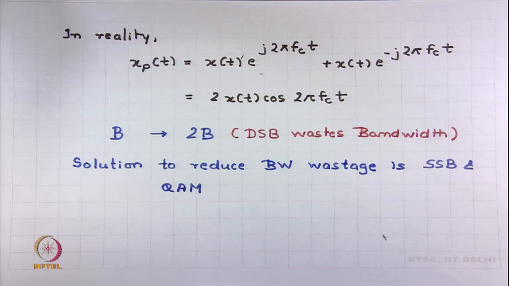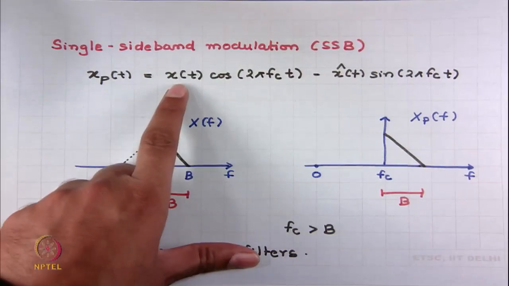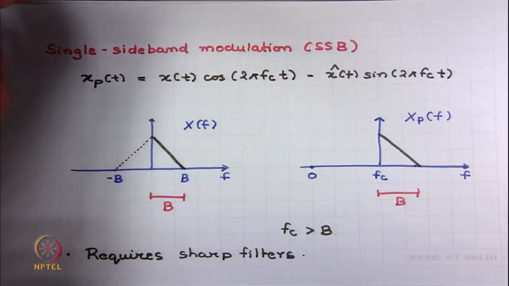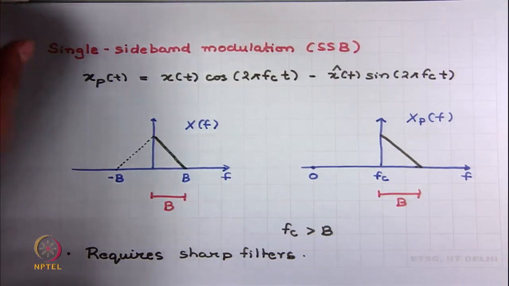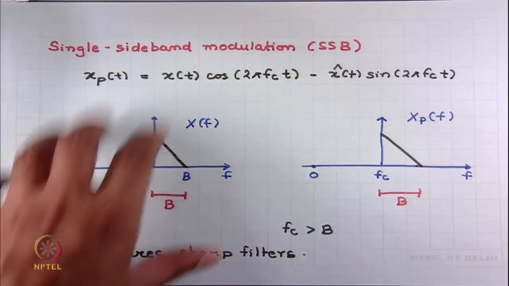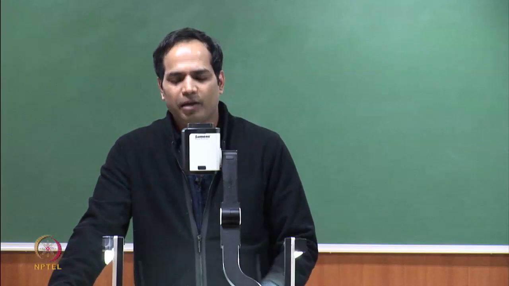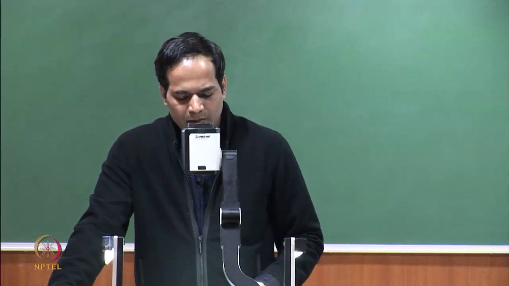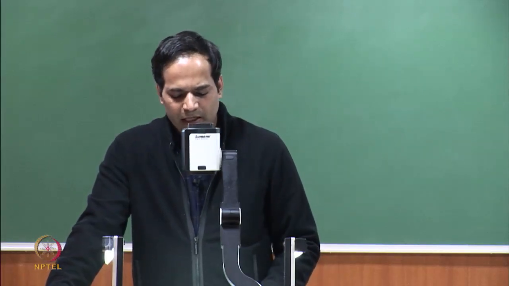And thus we want to reduce this bandwidth wastage by using either a single sideband modulation scheme or a quadrature amplitude modulation scheme. Okay. So, let us look at the single sideband modulation scheme. This is not very important for this course, it is important for courses like analog modulation. In digital communication we never use single sideband modulation, and thus I will not talk about this a lot. But just for completeness, let us see what single sideband modulation is.